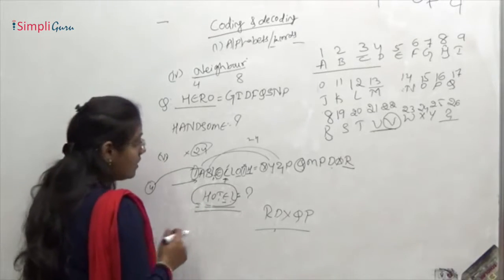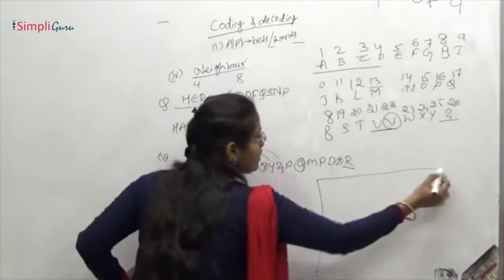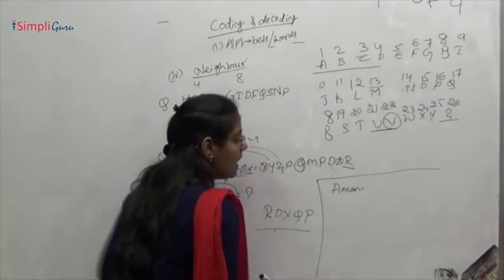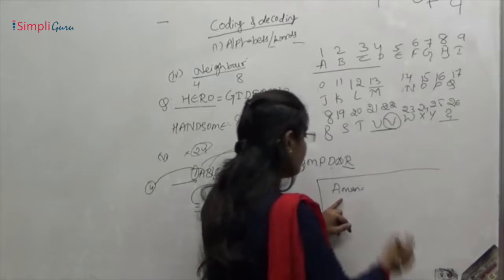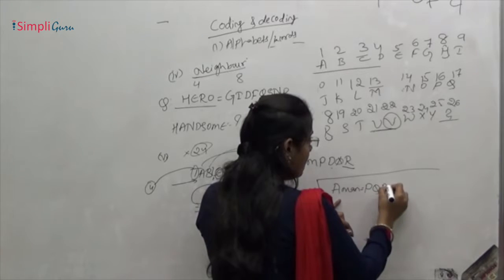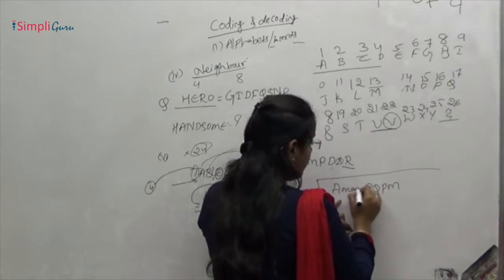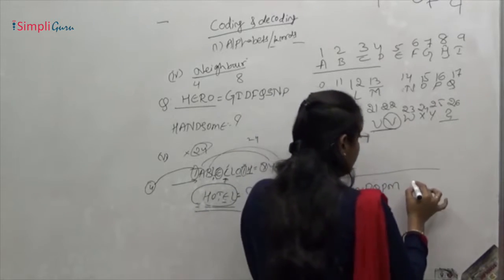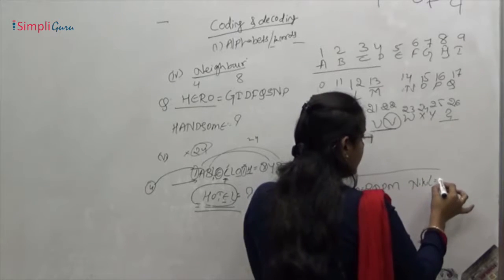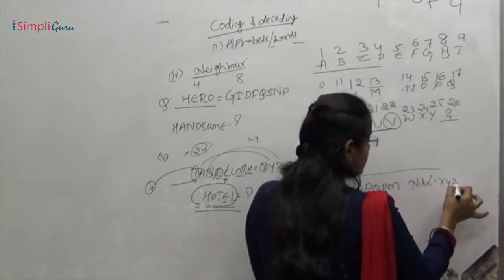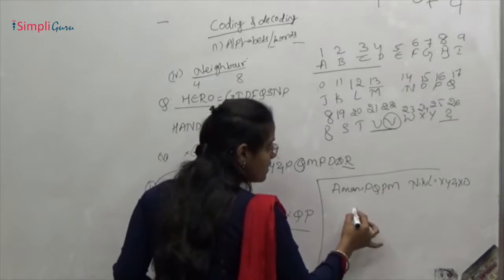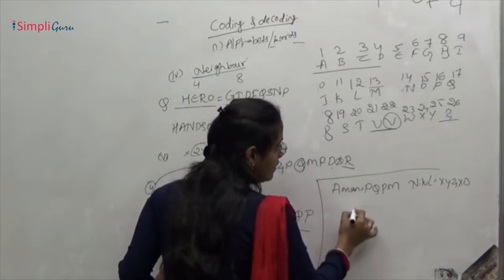I will tell you where. Consider a name Aman. For Aman I am coding it as P, Q, P and M. And Nikhil. For Nikhil, I am coding it as X, Y, Z, X and D. Now, I am asking for Mika.